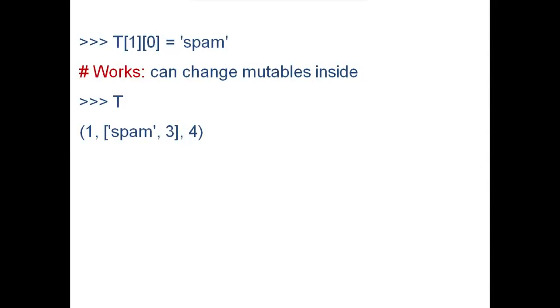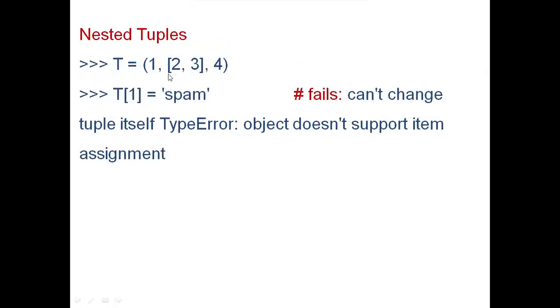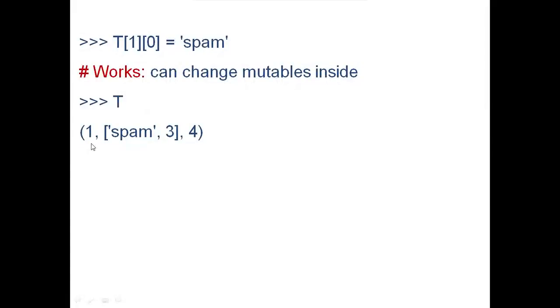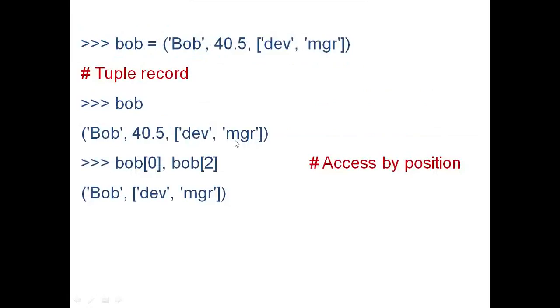When I go into the second element of the tuple, I find there is a list, and lists are mutable, right? So it will permit you to change. So the first element of the list will be changed to spam. Initially it was 2, now it will print 1 comma a list with 2 elements, spam and 3, and the other element is 4, which was previously there.